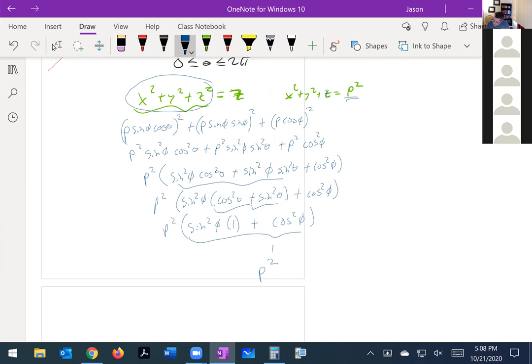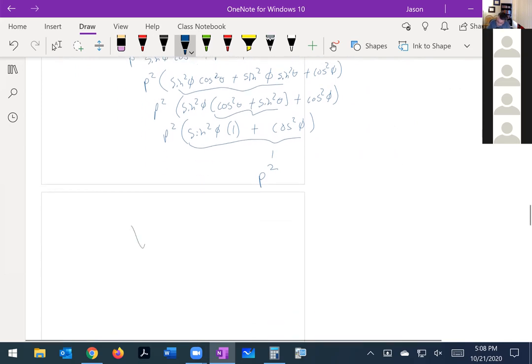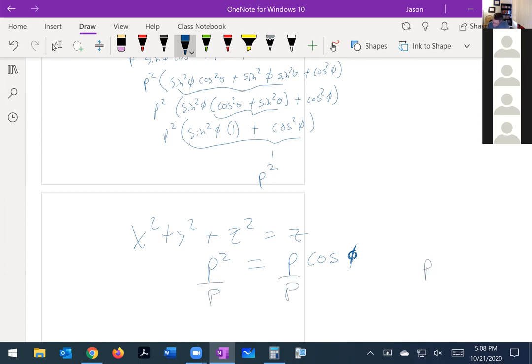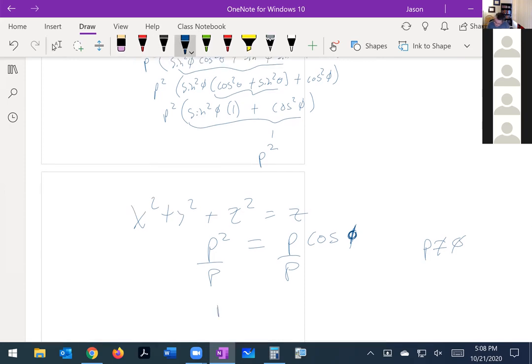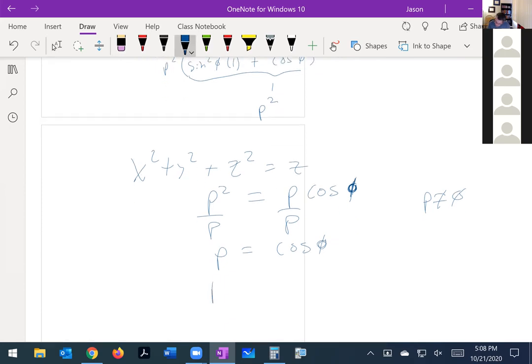Okay, so what's z equal to? So x squared plus y squared plus z squared equals z. Okay, so this is rho squared equal to rho times the cosine of phi. So what is rho? Well, I could divide by rho as long as rho is not equal to 0. And I could say rho is equal to cosine phi. So rho of phi is equal to cosine of phi.